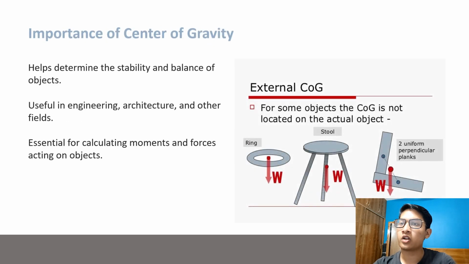Now moving ahead, importance of center of gravity. It helps determine the stability and balance of objects, useful in engineering, architecture and other fields, essential for calculating moments and forces acting on objects. Here are three applications of finding the center of gravity. When we find the center of gravity, we can understand the stability and the balance of an object, and it is useful for different types of fields, and we can find the moments and forces acting on the object.